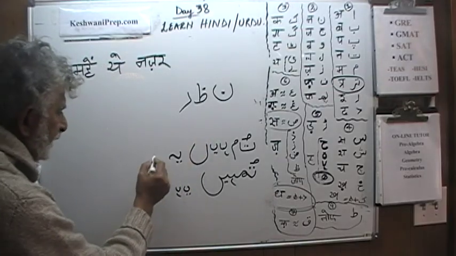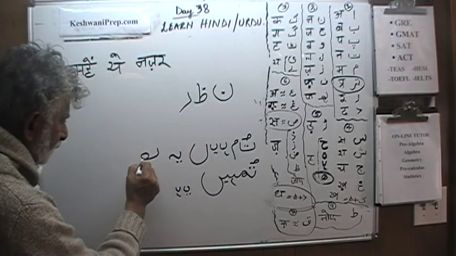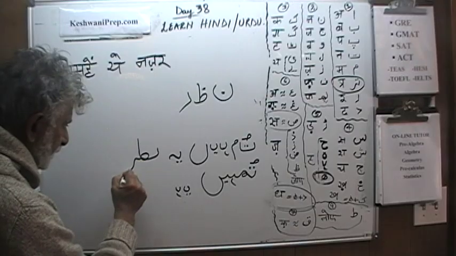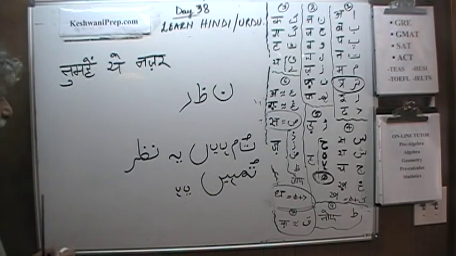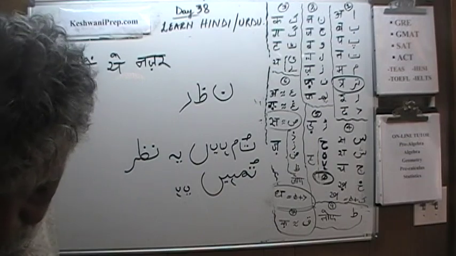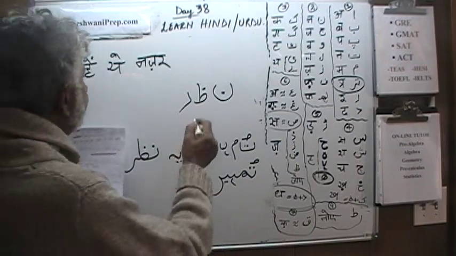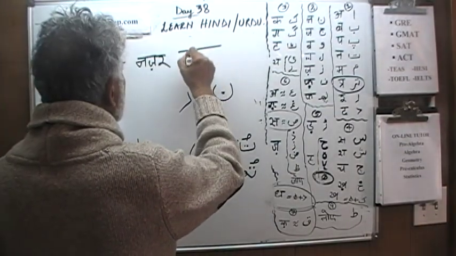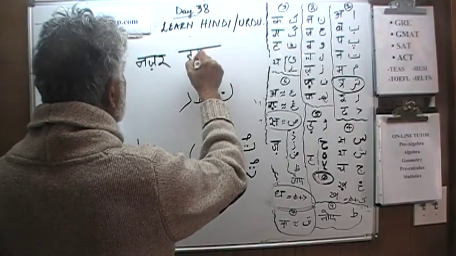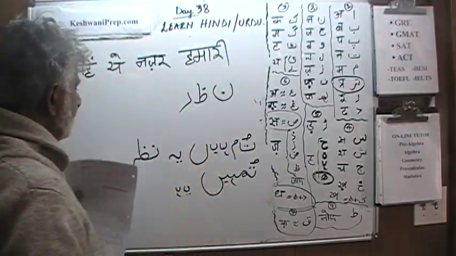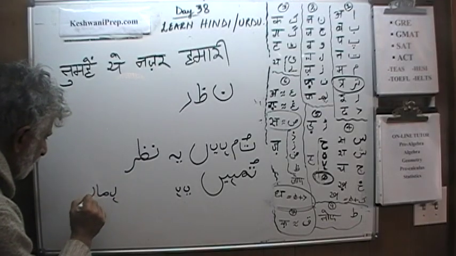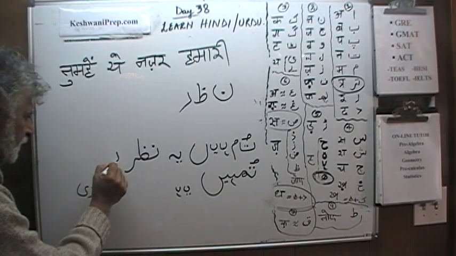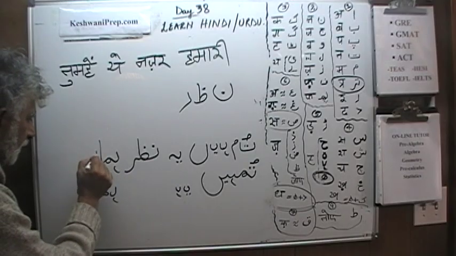Nazar, when you put it together, it looks like this. Noon, then a Zoi, then you continue and Re. There you go. Hindi is very straightforward. Hamari: Her, Ma, Ri. Let's put it together. Her, Ma, and then Ri.